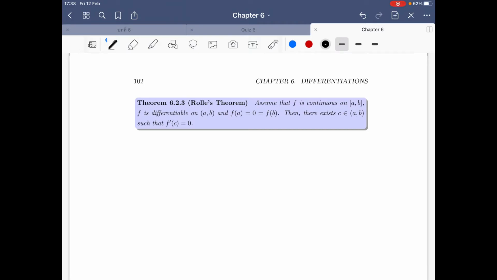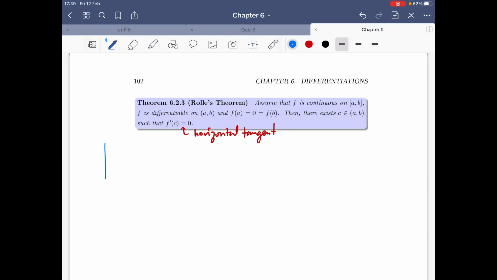Rolle's theorem says that if f is continuous over the closed interval and f is also differentiable on the open interval (a, b), and f at a and f at b are the same value, and the value is 0, then you can find c within the open interval (a, b) such that f prime of c equals 0, or you can say that we can find the point c where we have a horizontal tangent.